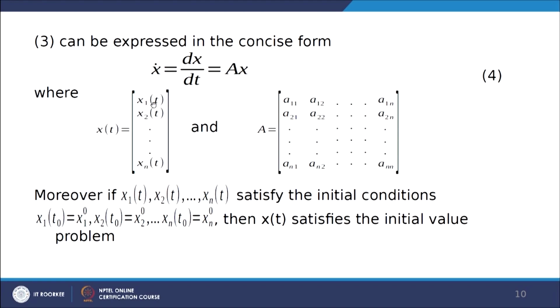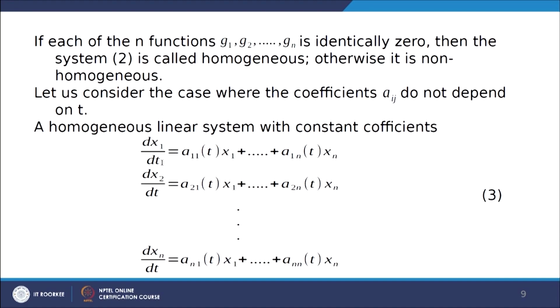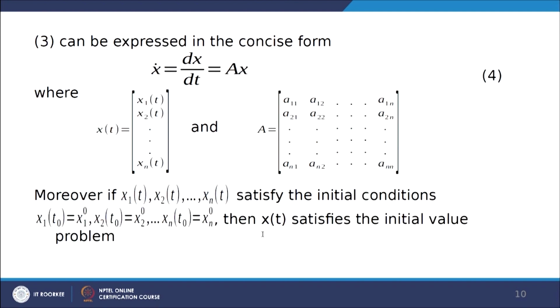So, dx by dt is a column vector having n components dx1 by dt, dx2 by dt, dxn by dt. The right hand side of these n equations is a11 x1 and so on a1n xn, a21 x1 and so on a2n xn, an1 x1 and so on ann into xn. It can be put in the form of a matrix A multiplied by the vector x, where the matrix A is a11, a12, a1n, a21, a22, a2n, an1, an2, ann, multiplied by the vector x, that is x1, x2, xn.